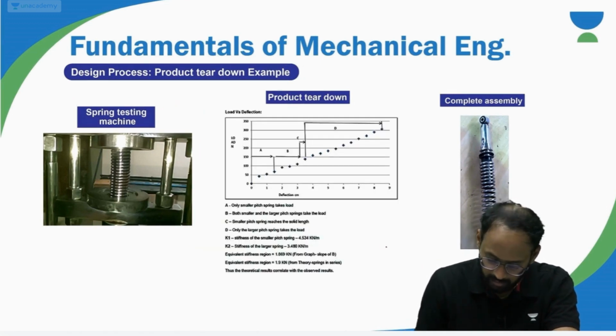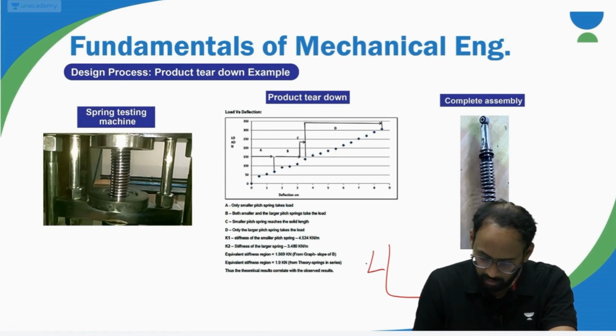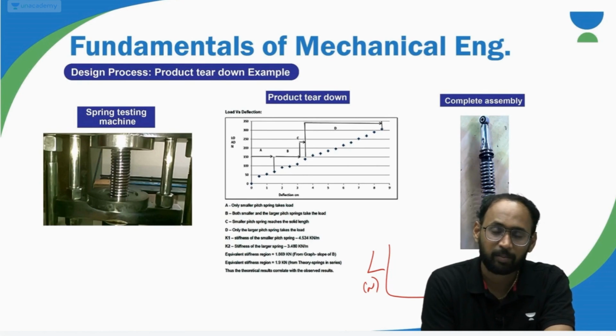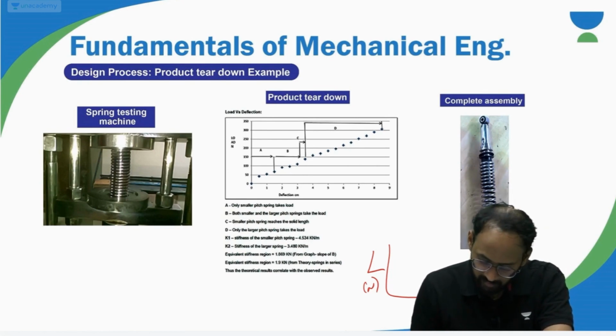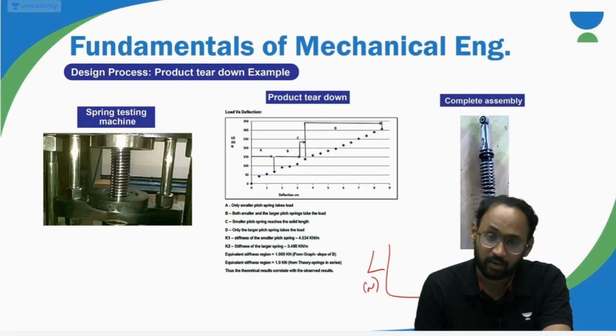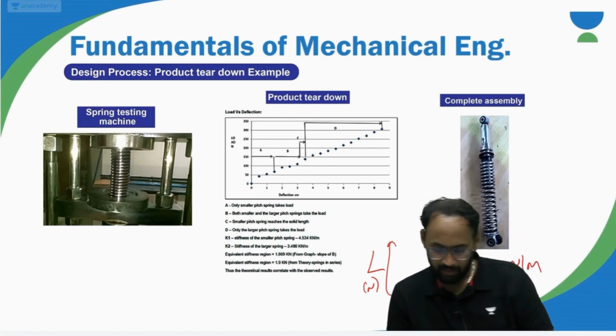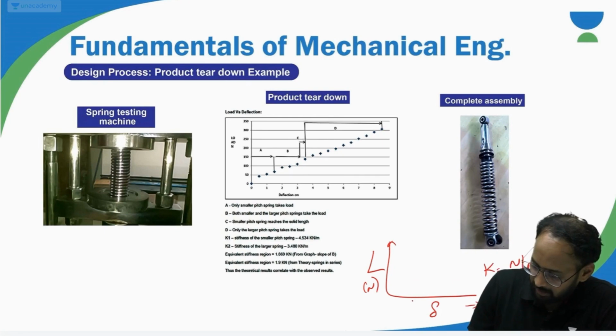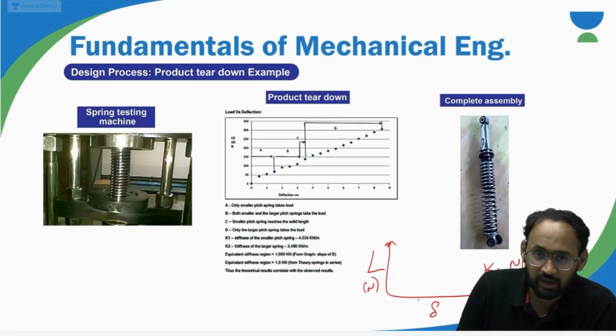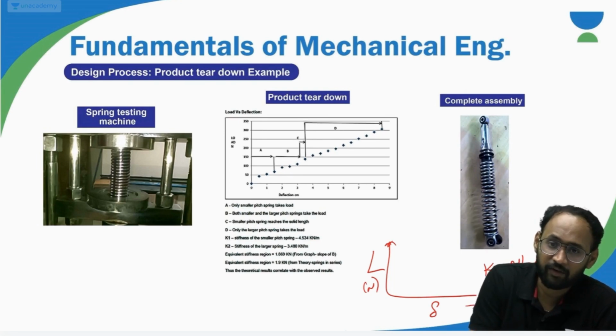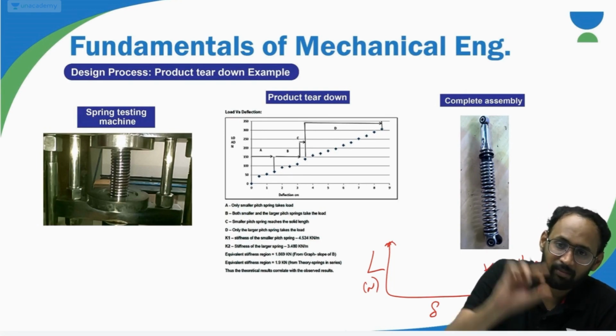This load in Newton versus deflection, it is your spring constant, or it's called stiffness. The unit of stiffness is Newton per meter. Newton is on the y-axis, meter is on the x-axis. So the slope of the load and deflection chart will give you the spring constant, which is a material property.